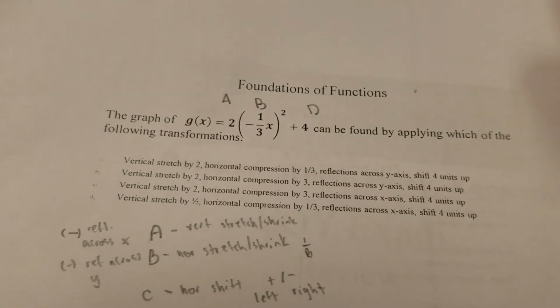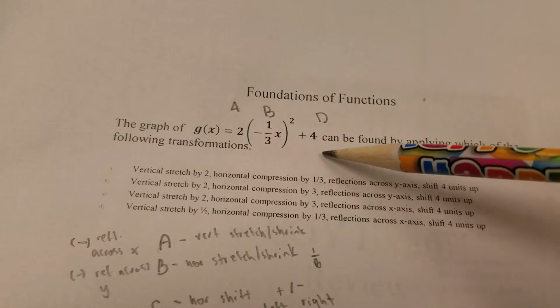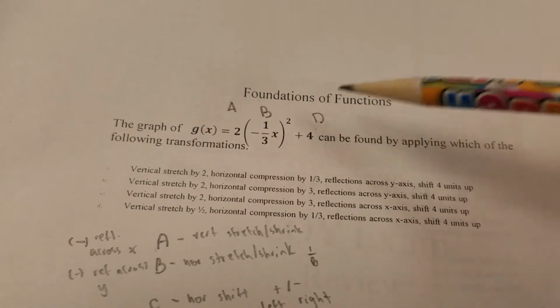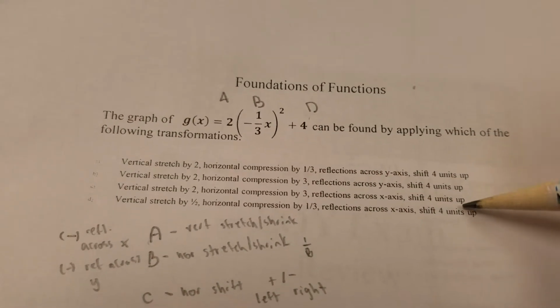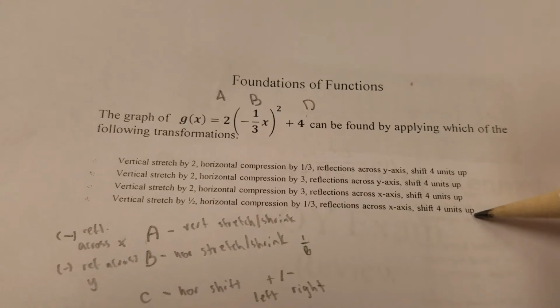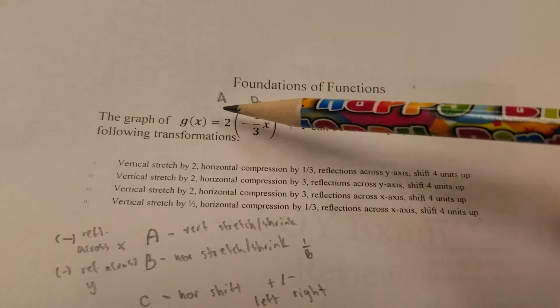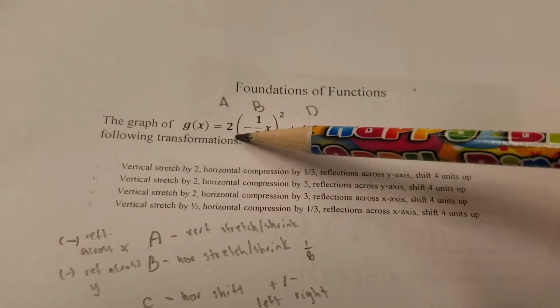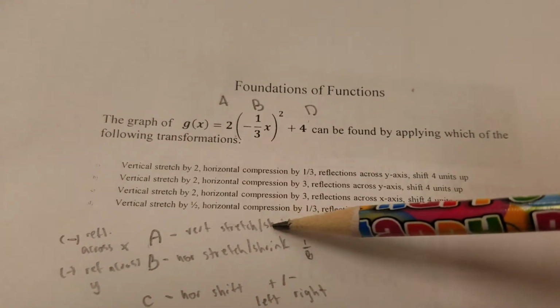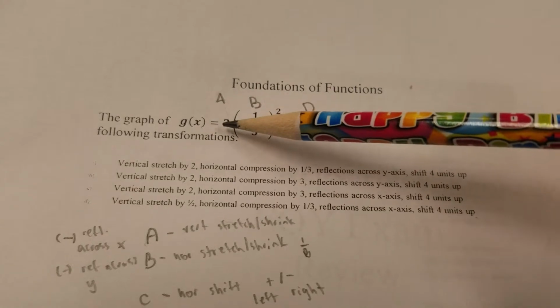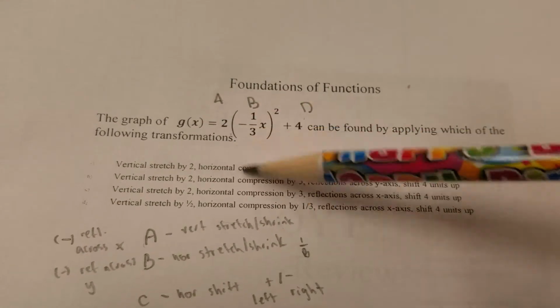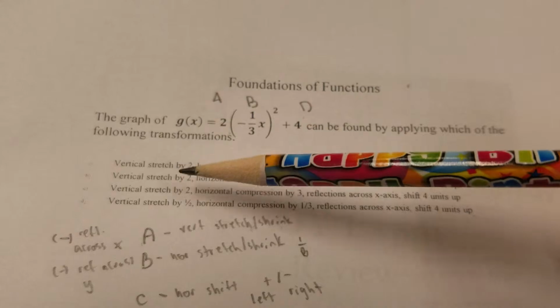So looking at this, first thing I would do is probably start here. So plus 4 means it shifts 4 up, and if I look at my answers, they all say shift 4 up, so I can't eliminate anything yet. Okay, I move on to A. This is a 2, and I know that vertically stretching or shrinking, so this is 2 stretch in the vertical direction, so I can get rid of answer D.